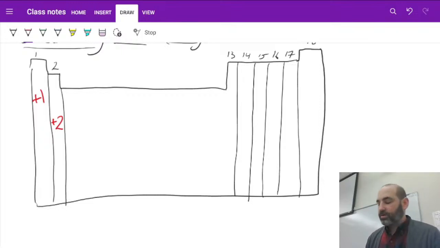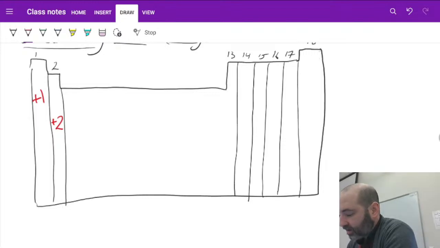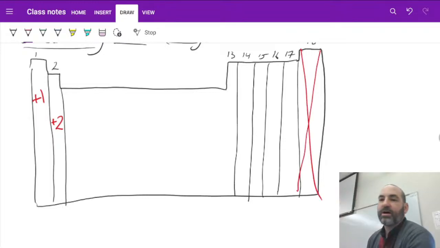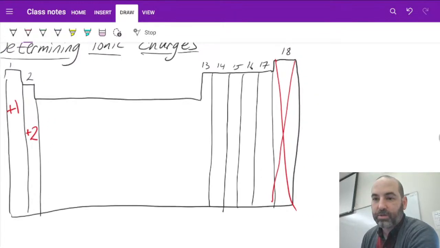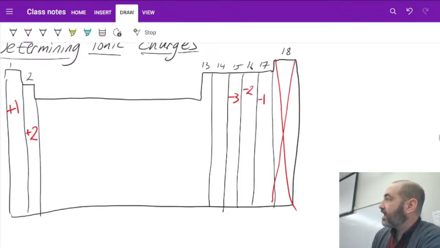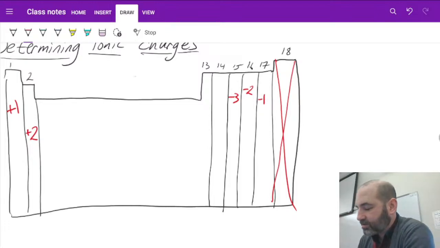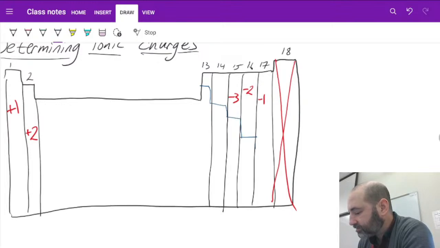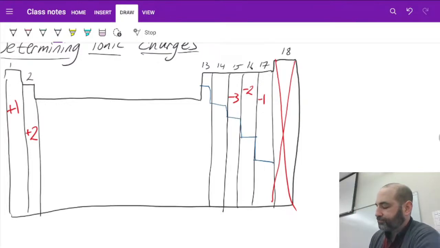So instead we can move all the way over to the right, and we can actually just cross out column 18 because we don't really make ions from those, the noble gases. Our next column over here is the halogens, and those are mostly -1. Then we've got the oxygen column, or the chalcogens, which is -2, and then -3. And really that only applies down to the stair step. So if you see that on your periodic table, it goes like this. So we're really only talking about that top half.